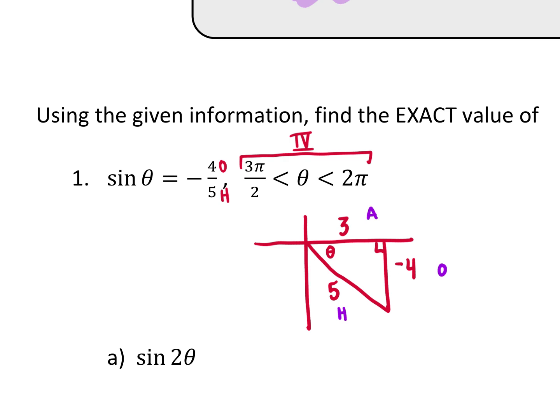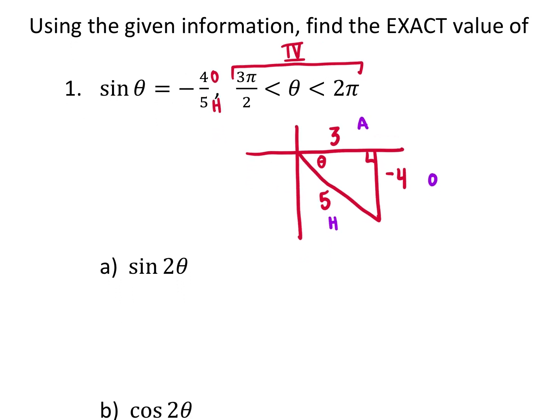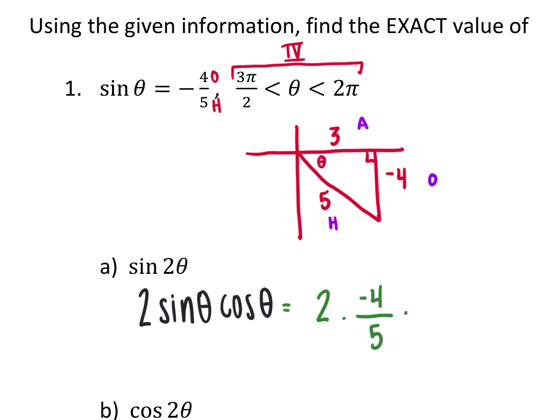If we want to find the sine of 2 theta, we cannot just take the sine of theta and multiply it by 2, like I was saying up above. We have to use our double angle identity, which says that we're going to take 2, multiply it with the sine of theta, multiply it with the cosine of theta. And then you just plug in piece by piece, just like yesterday. So we would have 2 times the sine of theta, which is the opposite over the hypotenuse, so negative 4 over 5, times the cosine of theta, which is the adjacent over the hypotenuse, so 3 over 5.